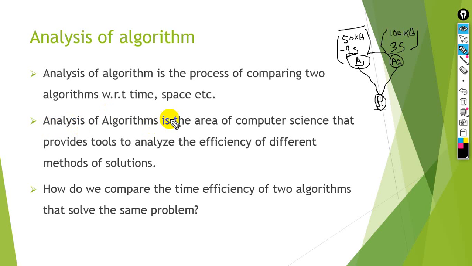Next, analysis of algorithm is the area of computer science that provides tools to analyze the efficiency of different methods of solution.